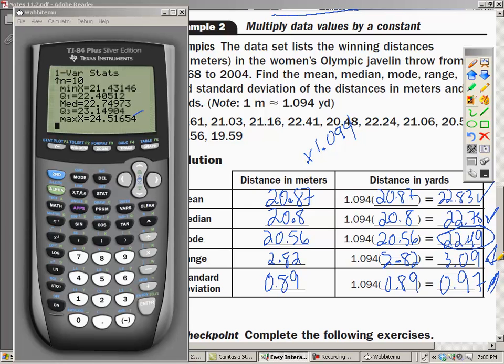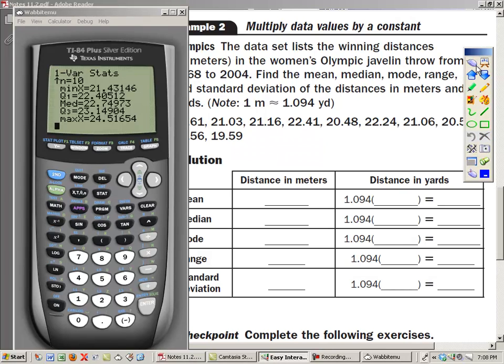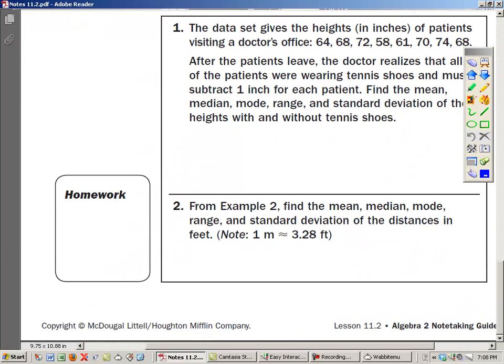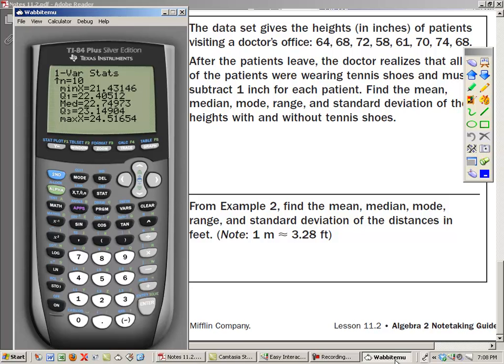Now, what I want you to do, guys, you're going to do the 2 checkpoint problems. I would strongly encourage you to do the second checkpoint problem first. Do number 2 first, because you already have the data set from example 2 in your calculator. So do number 2 first, then come back to number 1. Pause your video and try those 2, please.